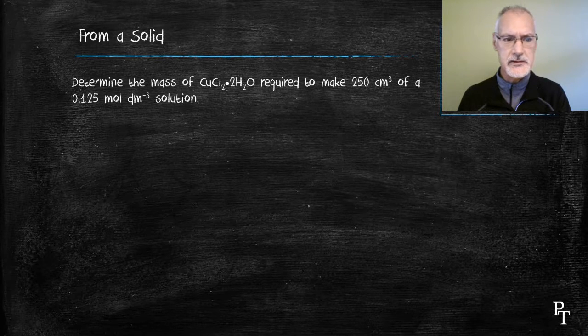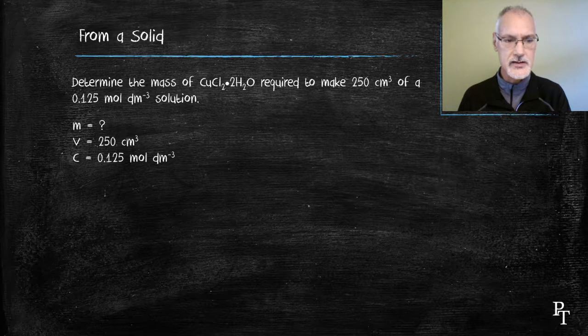Suppose you want to prepare a certain solution. In this case, 250 milliliters of 0.125 mole per liter copper chloride dihydrate. So the first thing I need to do is determine what mass I need of the chemical. I'll begin by writing down the known information. The mass I want to figure out, the volume I'm given, as well as concentration.